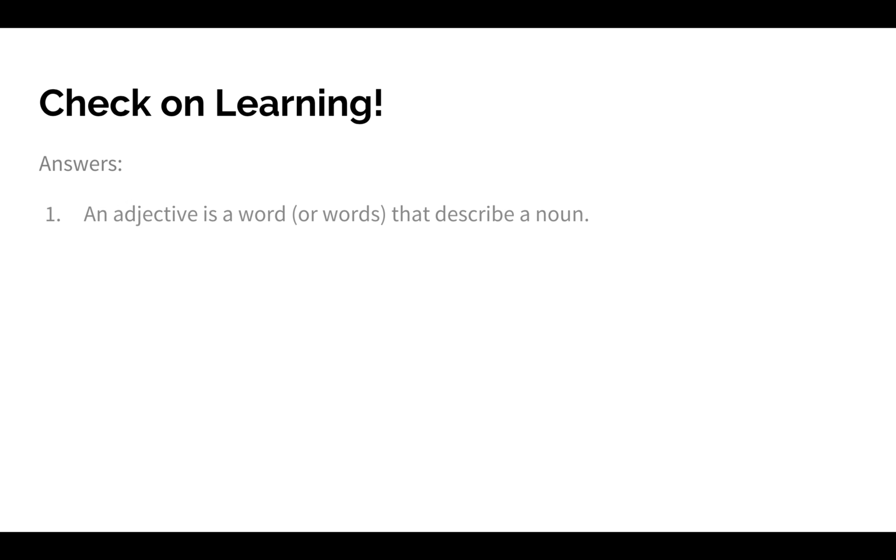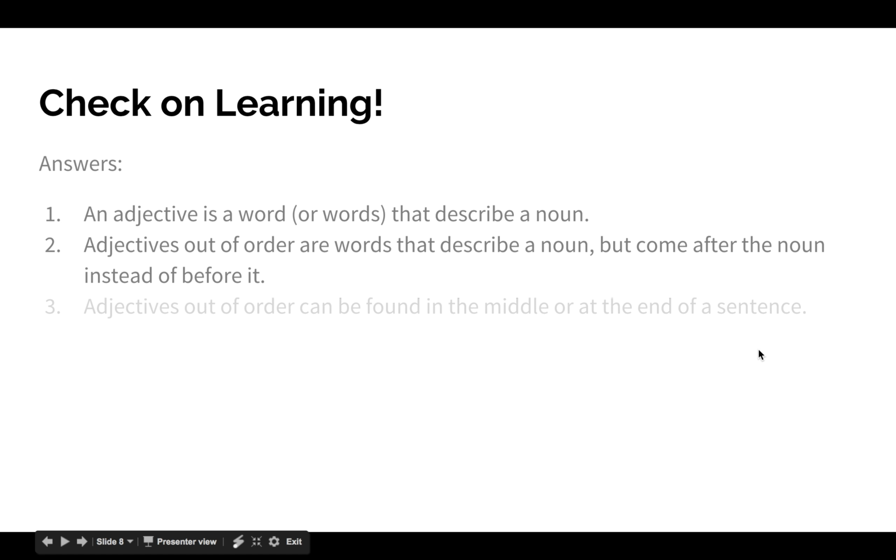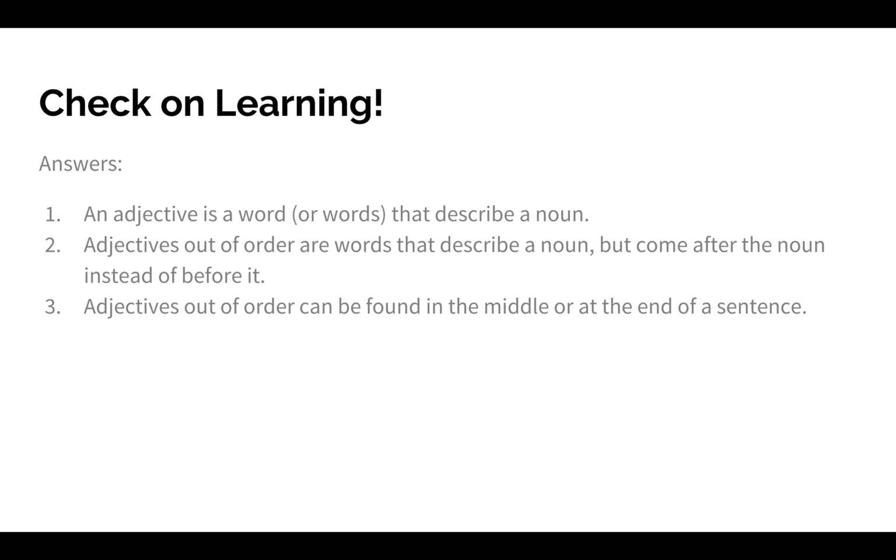So just to give you the answers to the questions. An adjective is a word or words that describe a noun. Adjectives out of order are words that describe a noun but come after the noun instead of before it. Adjectives out of order can be found in the middle or at the end of a sentence.